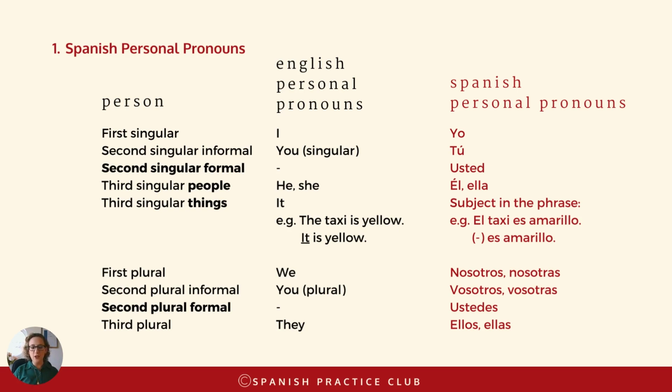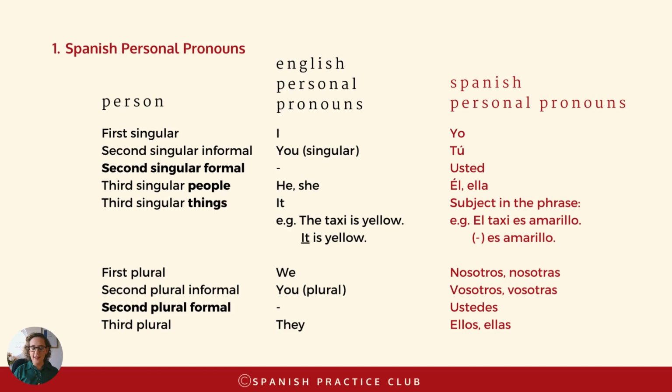So we either talk in singular or we talk in plural. So the first person of the singular is I in English. Second person of the singular is you. And then they have the third person of the singular, which is he and she, and it for things. For example, the taxi is yellow. It is yellow. And then we have the group of the plural. So we have the first person of the plural, which is we, second person of the plural, which is you, and then the third person of the plural in English, which is they. So let's have a look and see how the Spanish personal pronouns compare to those and what the differences are.